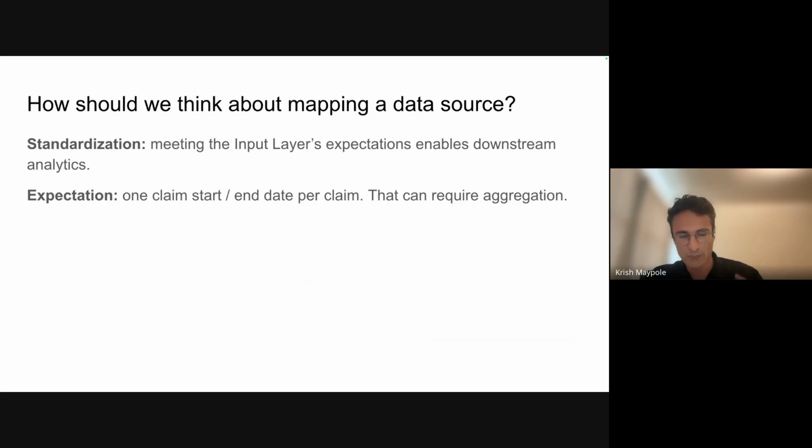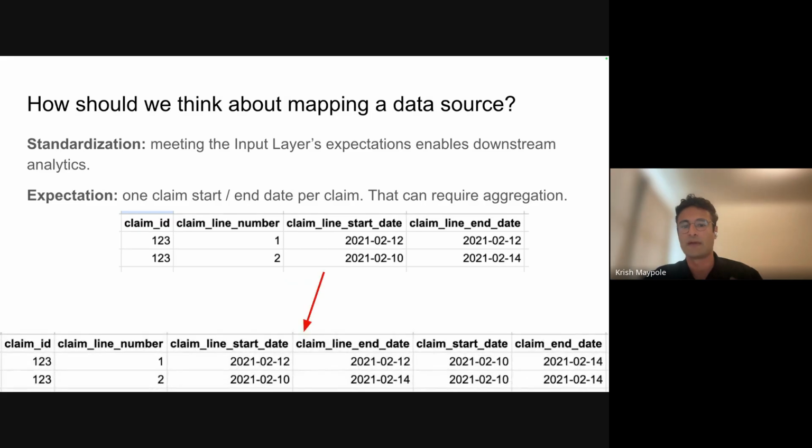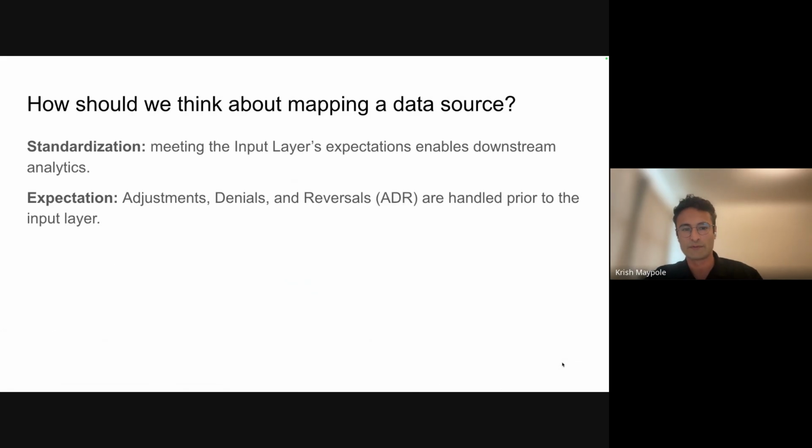So I just want to run through one more example. We expect one claim start and end date per claim, which can require aggregation to the level of a single claim ID. You might have a claim that looks like this, where you've got a start date and an end date specific to the specific line of the claim. And we want to keep that information, but then also aggregate it up to the level of the claim ID. So I just wanted to walk through a few examples of some of the more granular data transformations you'll need to do before the Tuva input layer and in your connector.